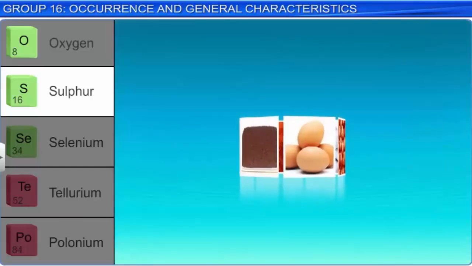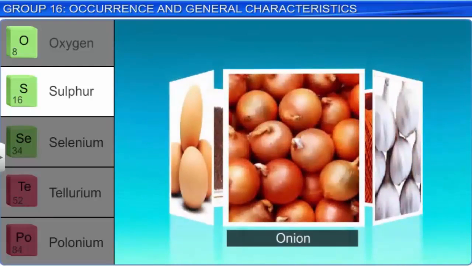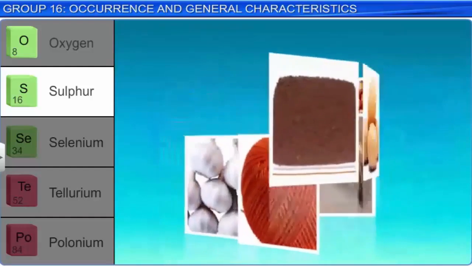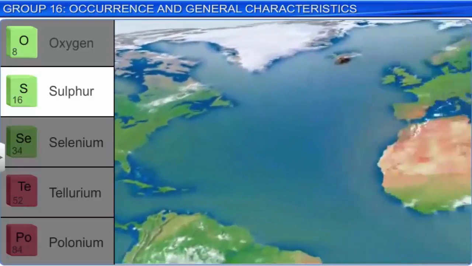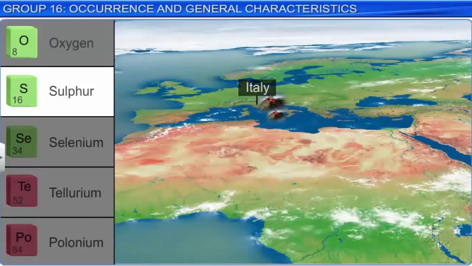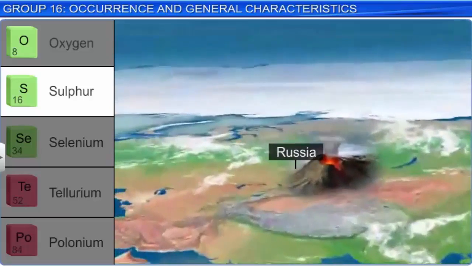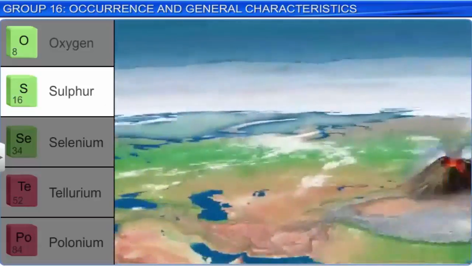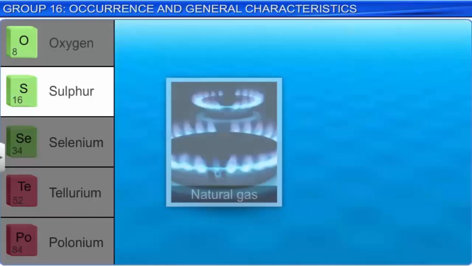Sulfur is also present in organic substances like mustard seeds, eggs, onion, garlic, wool, and hair. Sulfur is available in its free state in the volcanic areas of Sicily, Italy, Japan, America, Russia, and Iceland. Small deposits of sulfur are found in Pakistan and India as well. Natural gas and crude oil are other sources of sulfur.